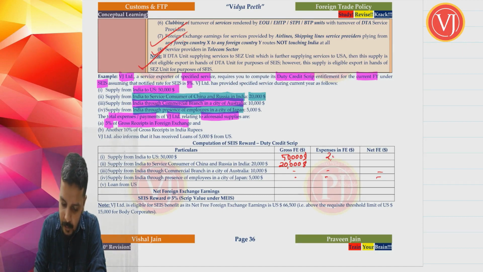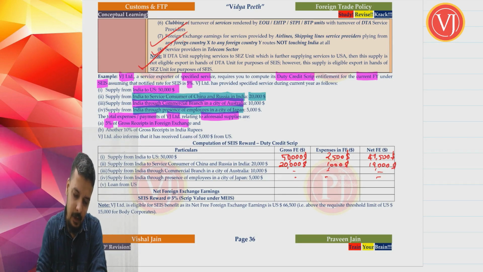So you are going to deduct $2,500 here. So net foreign exchange is $47,500, and 5% even for $20,000 is $1,000. That is, it is $19,000. Net foreign exchange is $19,000. Now, another 10% of gross receipts in Indian rupees.